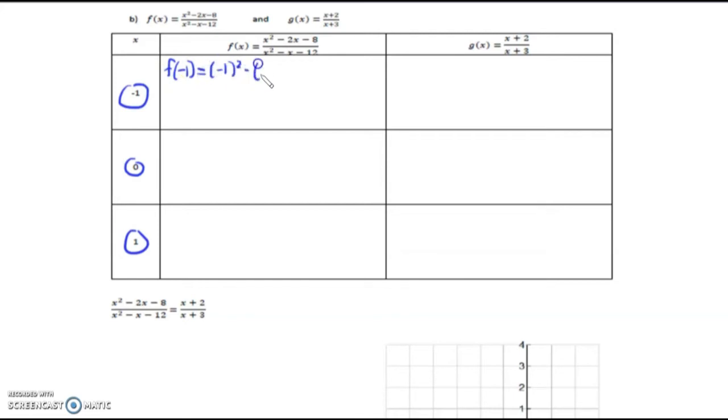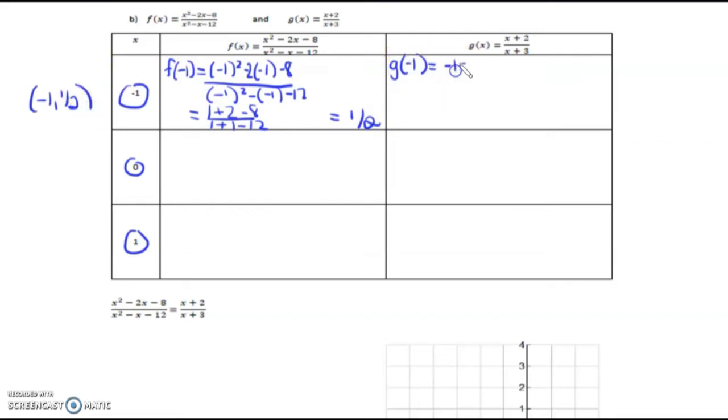So -1 squared minus 2 times -1 minus 8, all over -1 squared minus -1 minus 12. Okay, and if we break this down, we actually get 1 plus 2 minus 8 over 1 plus 1 minus 12. We actually get an answer of 1/2. Okay, so we get -1 comma 1/2. Now let's see if g at x is the same for -1. -1 plus 2 on the top, -1 plus 3 on the bottom. And yeah, we get 1/2. So that one works.